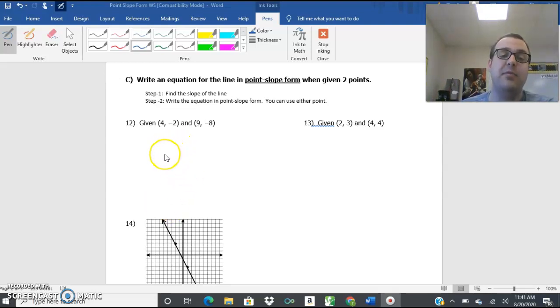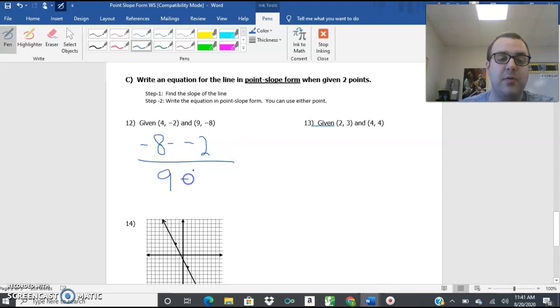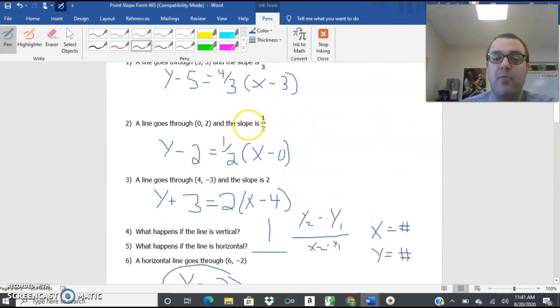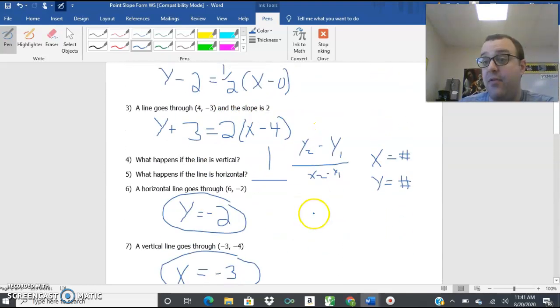So in my instance, I'm going to take these 2 points and find my slope. So I'll do -8 minus -2 over 9 minus 4. And I'm going to end up with negative 8 plus 2, which is negative 6 over 5, which would be my slope. Now, I basically have the information that I had up here when I went to write my point slope form, right? I have a slope and I have a point.